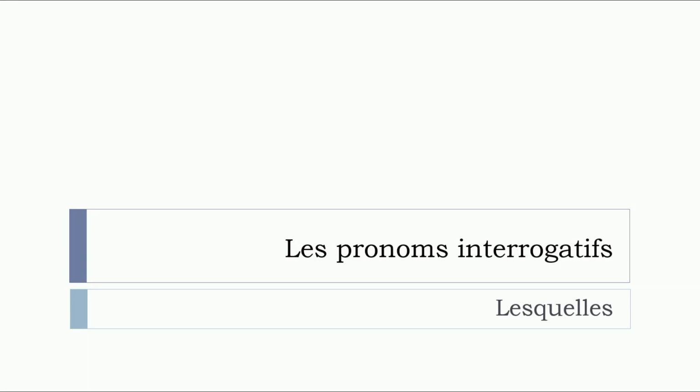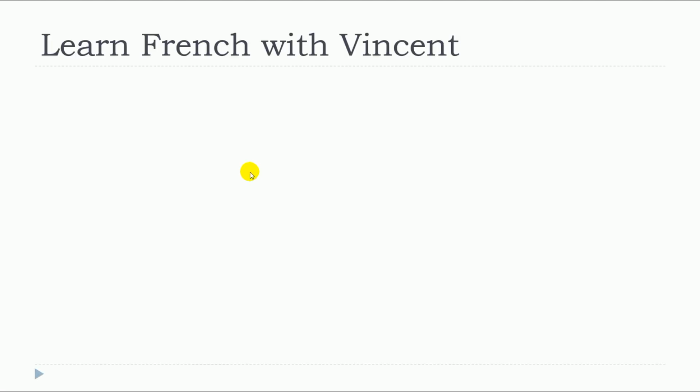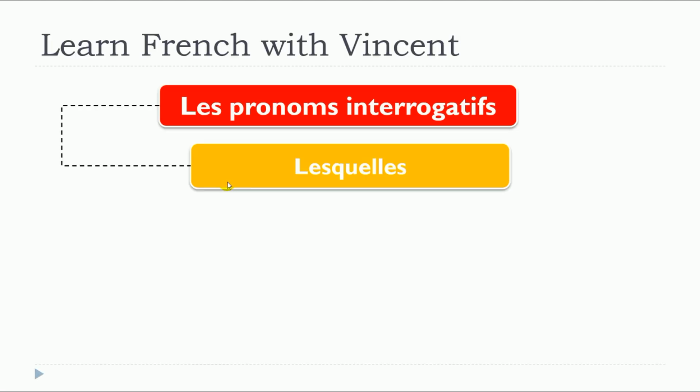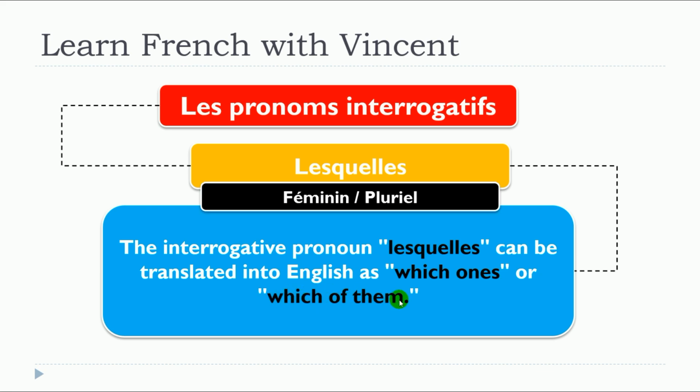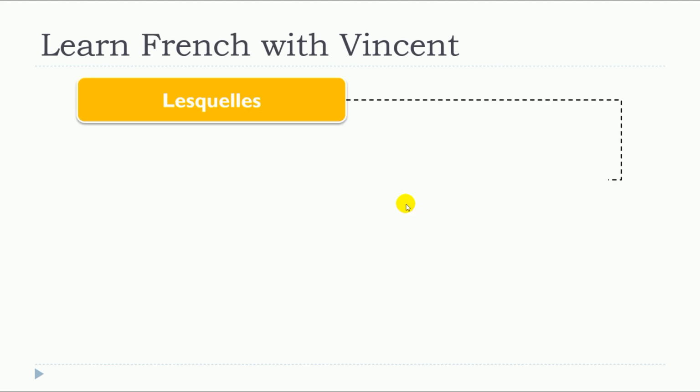In this lesson, we will see together les pronoms interrogatifs, but more precisely, we will see lesquelles. So, this lesson is about lesquelles. And the interrogative pronoun lesquelles can be translated into English as which ones or which of them. The important thing that you need to remember is that lesquelles will be used for féminin pluriel. So let's see a few examples with lesquelles.